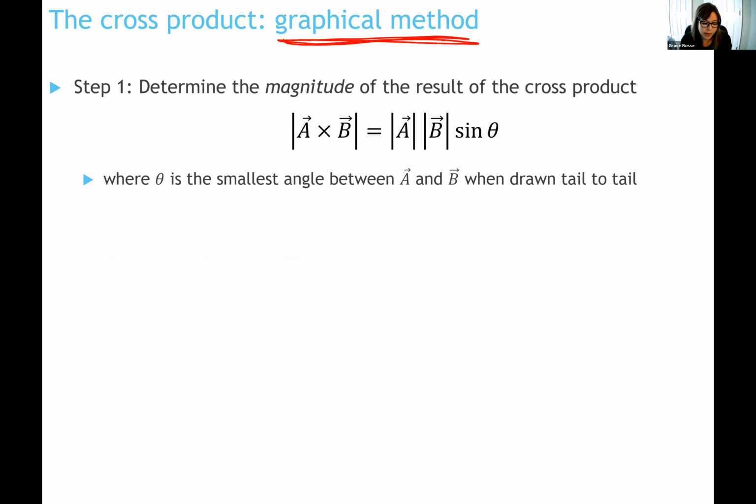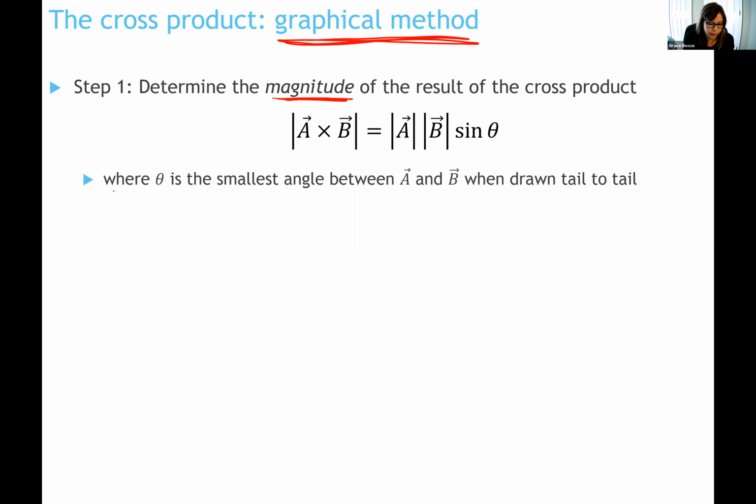Step number one is first we're going to figure out the magnitude of the result of the cross product. So let's say we're crossing vectors A and B. First thing you want to do is figure out the magnitude of the result of that cross product. It's defined as vector A crossed with vector B. The magnitude of that cross product is equal to the magnitude of vector A times the magnitude of vector B times the sine of the angle between them.